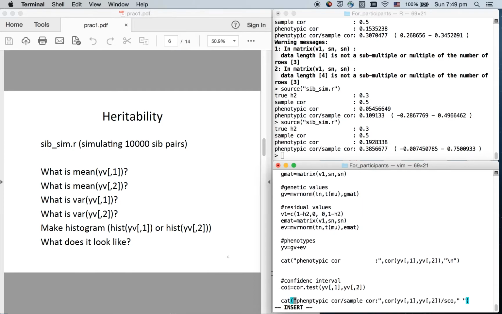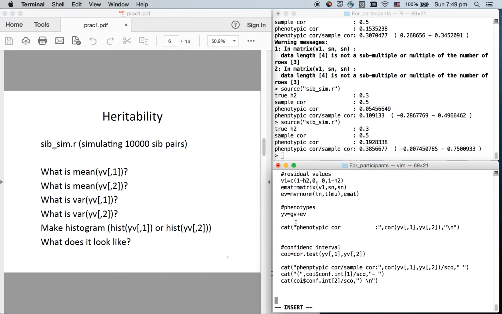Because from the simulated data or real data, you can observe phenotypes for the first and second dizygotic twins or full sibs, you can estimate phenotypic correlations, right? And also because you know the sample correlation, which is 0.5 as assigned in the simulation code, this phenotypic correlation divided by the sample correlation is the heritability. That's what this code is doing.